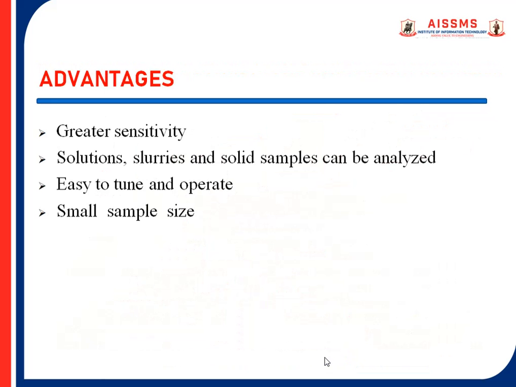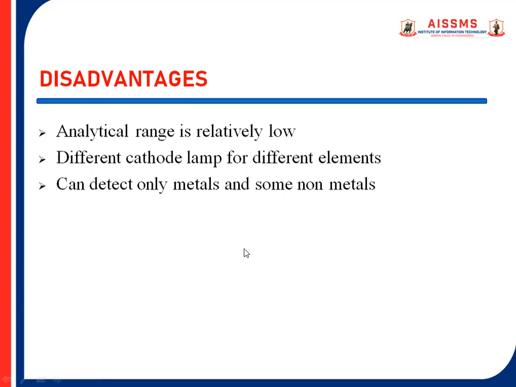The advantages of AAS are greater sensitivity. Solutions, slurries and solid samples can be analyzed. Easy to tune and operate. A small sample is also enough for the analysis. Disadvantages are: analytical range is relatively low. Different cathode lamps are required. It can detect only metals and some non-metals.